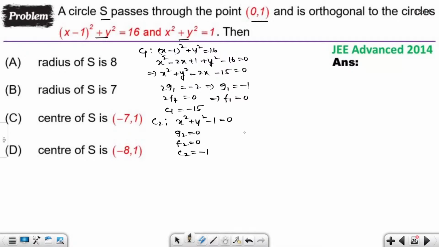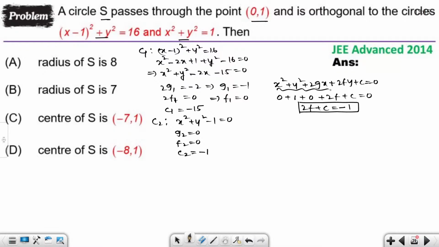Is it clear? Let the equation of that circle be x square plus y square plus 2gx plus 2fy plus c equals 0. The general equation of a circle I have taken. Now, as it is passing through the point (0, 1), it must satisfy this equation. Therefore, we get 0 plus 1 plus 0 plus 2f plus c equals 0. So from here we get 2f plus c equals minus 1. Let it be there.